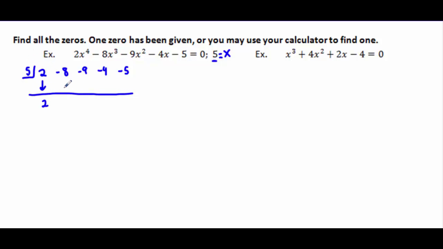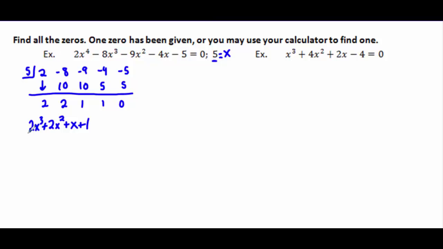And drop the first number, multiply, add, multiply, add, multiply, add, multiply, add. Then we're going to write our answer and then see if we can factor to find the rest of the zeros. So this starts off as x to the 4th, so this will be x cubed. 2x cubed plus 2x squared plus x plus 1.